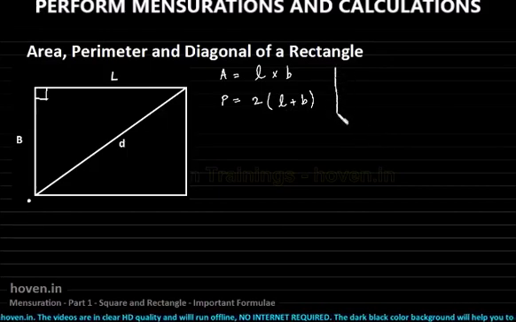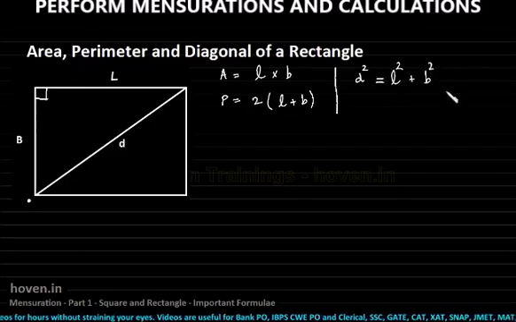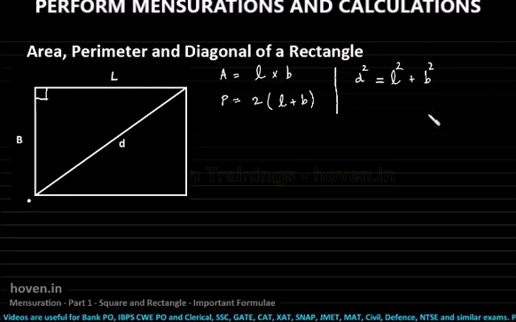And by applying the Pythagoras theorem to this right-angled triangle, we can establish a relation between the length of the diagonal and the length and breadth of the rectangular field. By Pythagoras theorem, the square of the hypotenuse, that is the diagonal, should be equal to the sum of the squares of the length and breadth. These are the bare minimum things that you have to remember always.